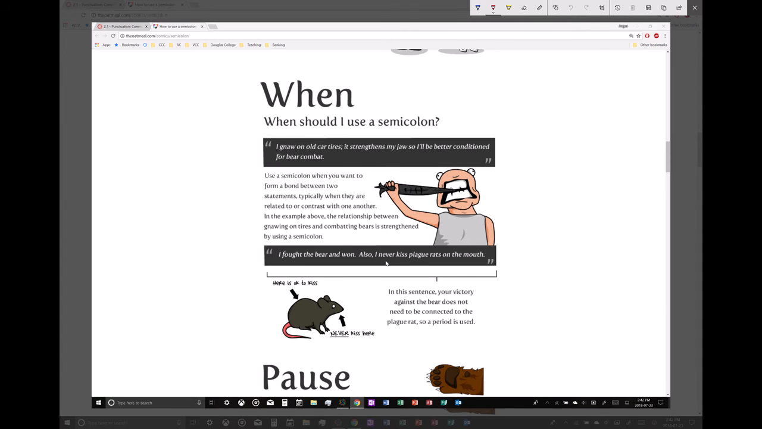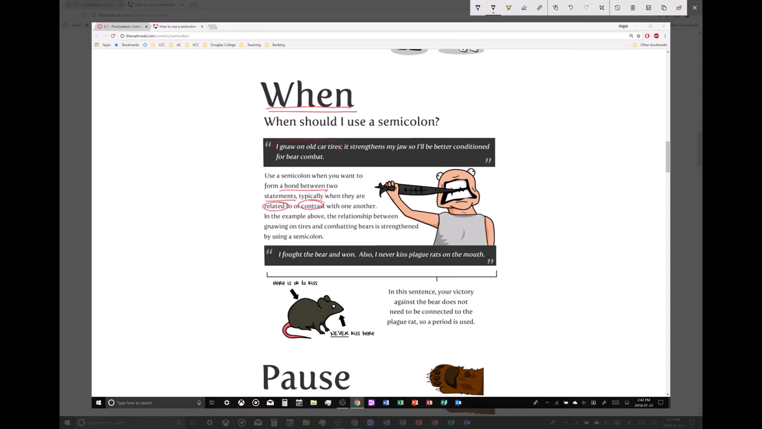Alright, so another tip to help you is figuring out when to use a semicolon. So here, if you want to make a bond between the two statements, but you don't want to use a conjunction, and these are related in some way or they contrast with each other, then you use a semicolon.